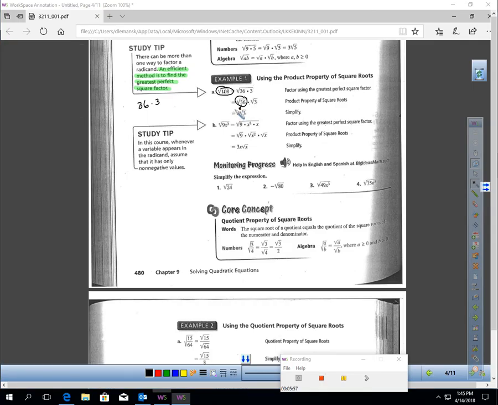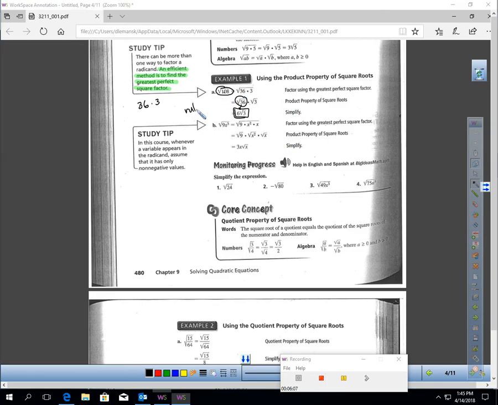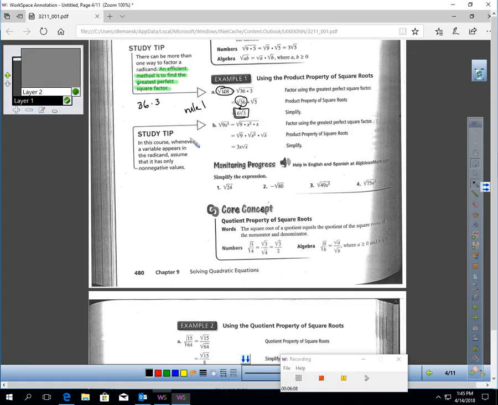So I can rewrite this as 6 square root 3, and I just simplified the problem. I just addressed rule 1 that we just talked about on the previous screen. 36 is a perfect square, and it was trapped in the radical. The square root of 36 is 6. I just simplified that radical.